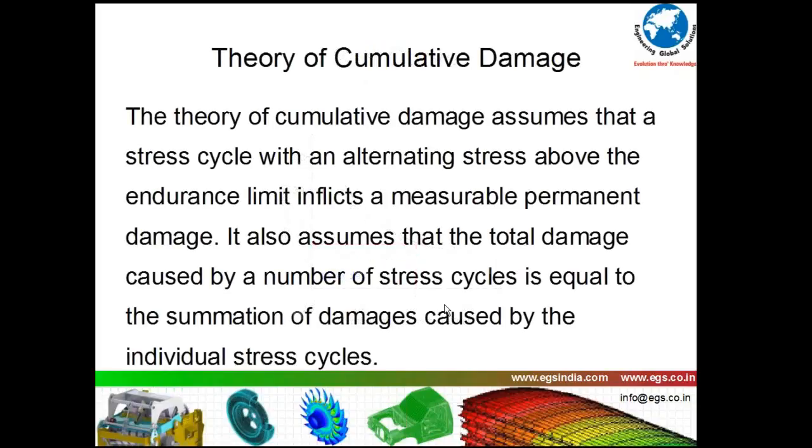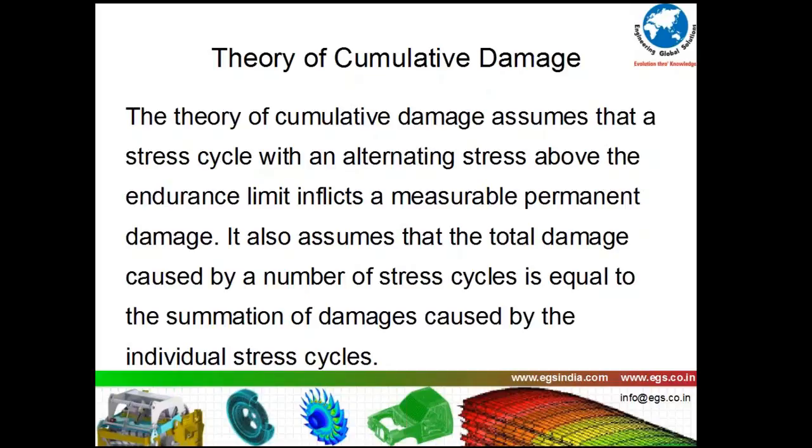So, when we are looking at the fatigue failures in design for life, we employ what is called the theory of cumulative damage. The theory of cumulative damage assumes that a stress cycle with an alternating stress above the endurance limit of 10 power 7 cycles or more, 1 crore cycles or more, inflicts a measurable permanent damage. In other words, like elephants which can remember, the object remembers those events and starts progressively coming down in performance till such time it gives up.